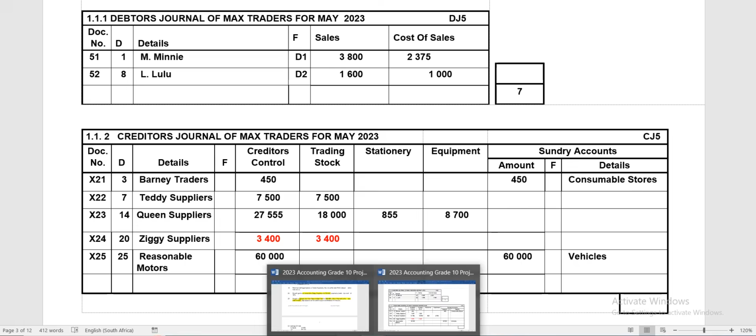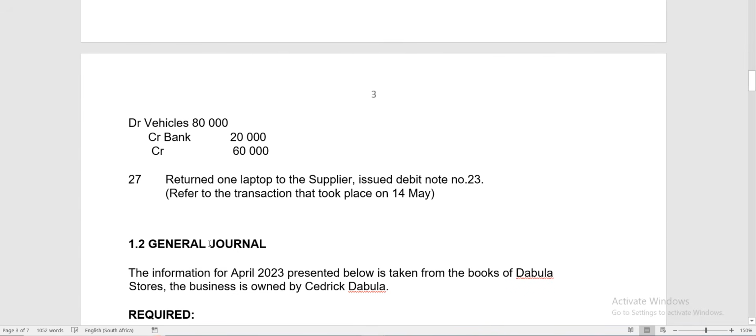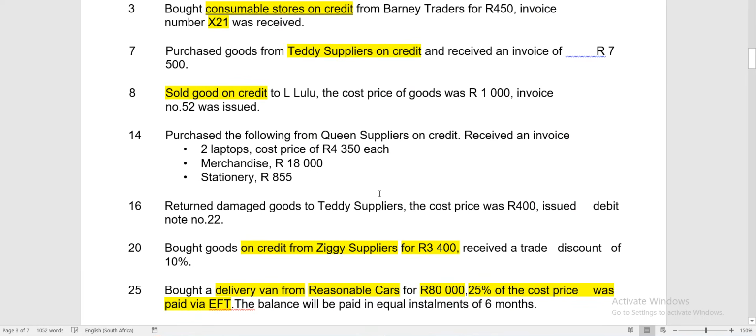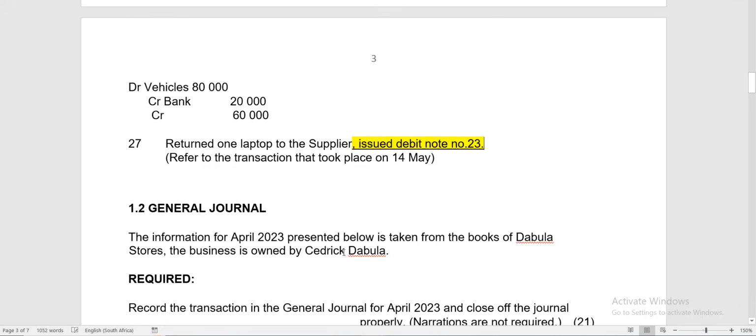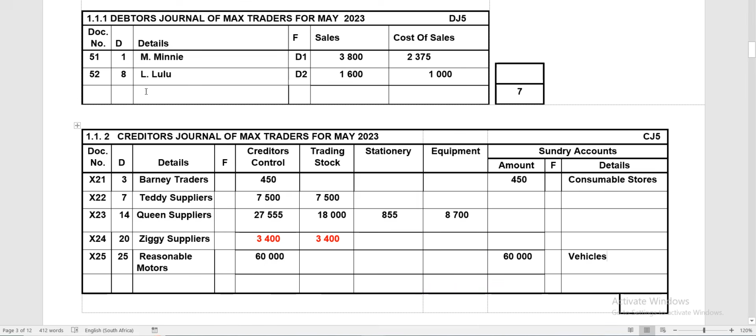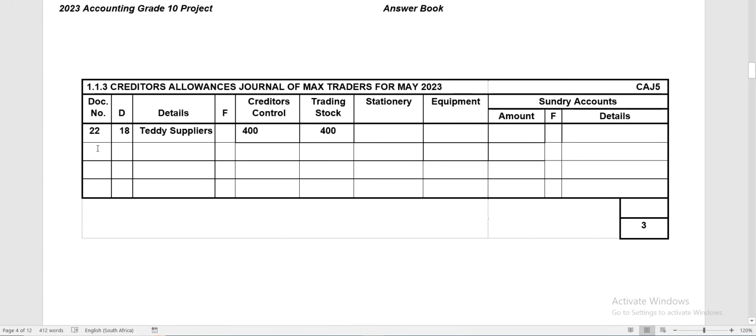Okay, so let's go to that transaction, the last one. Here they're saying that we returned one laptop to a supplier, issued a debit note number 23. So we are returning something to the supplier, probably because we are not happy with it, and they're saying that we need to go back to the transaction that took place on the 14th of May. One of the laptops was costing 4,350. So it's going to be debit note number 23, as they have stated here. The date will be the 27th.